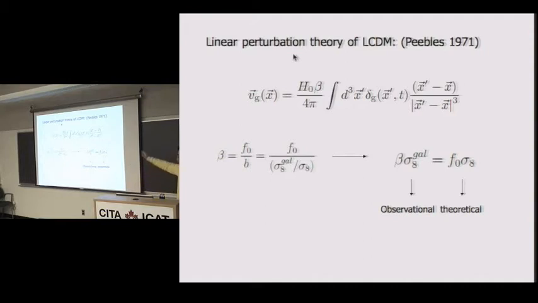So the left-hand side is completely observationally determined, and the right-hand side is a theoretical quantity, where f0 is the growth rate at the current time, and sigma 8 is the RMS fluctuation of dark matter on 8 megaparsec scales. Therefore, you can use different observational tests to compute these numbers. That's the reason we want to do these tests and see whether they are as expected with different astronomical observations.